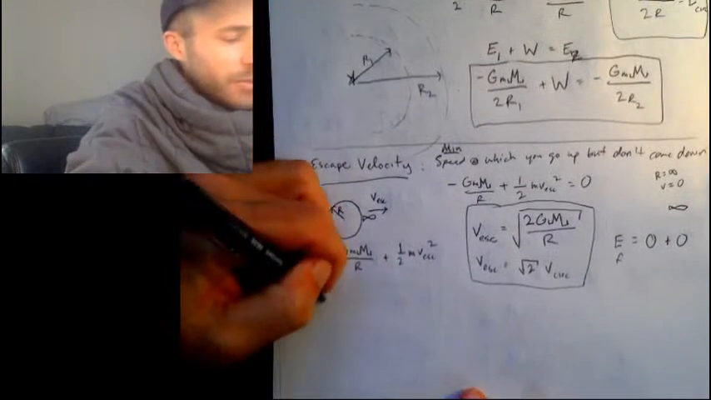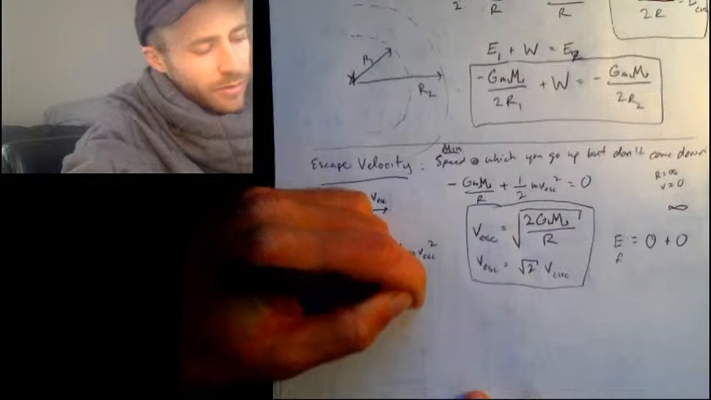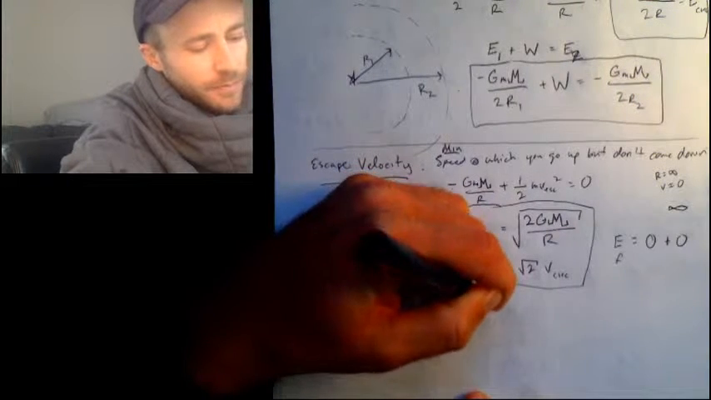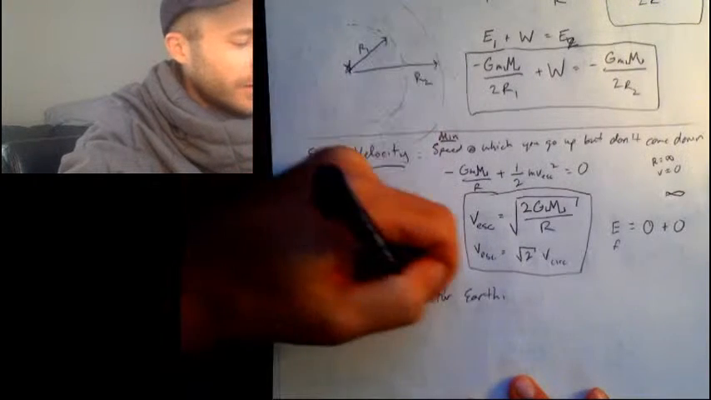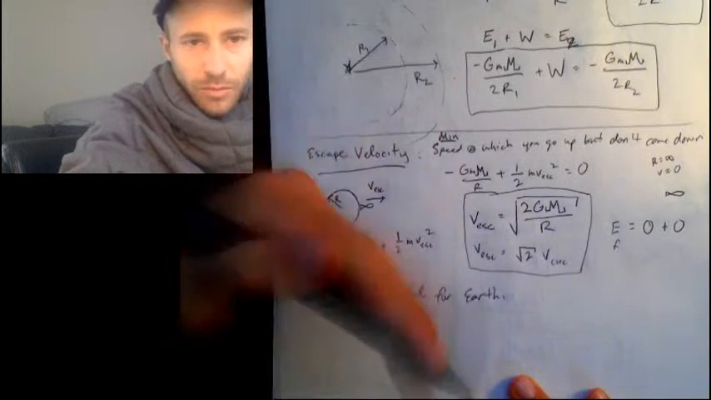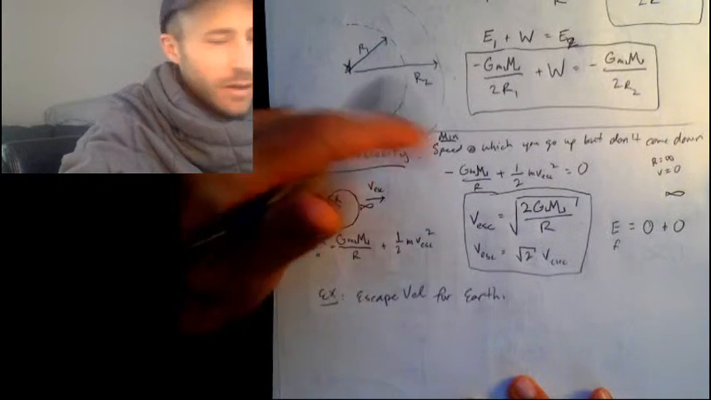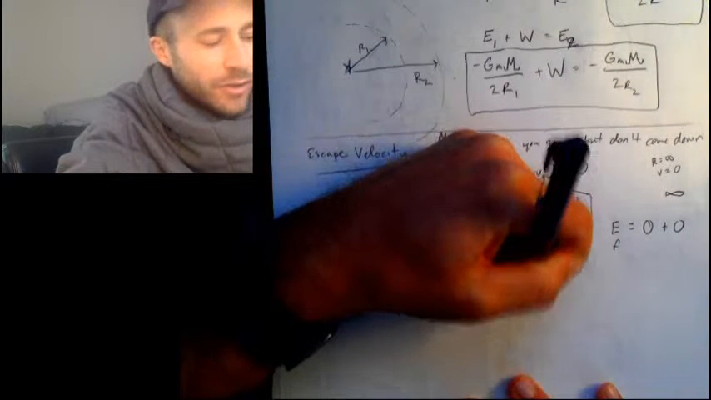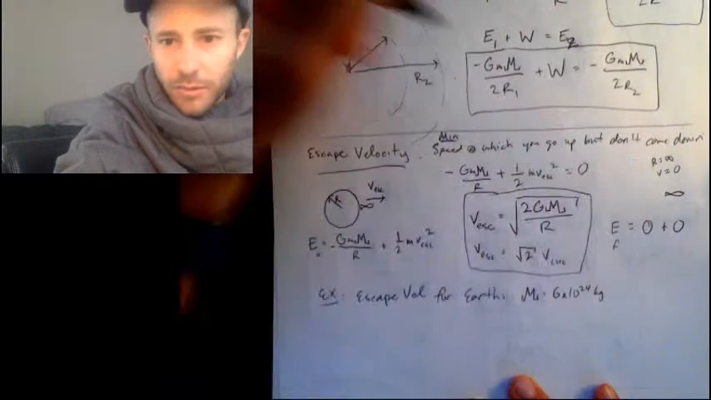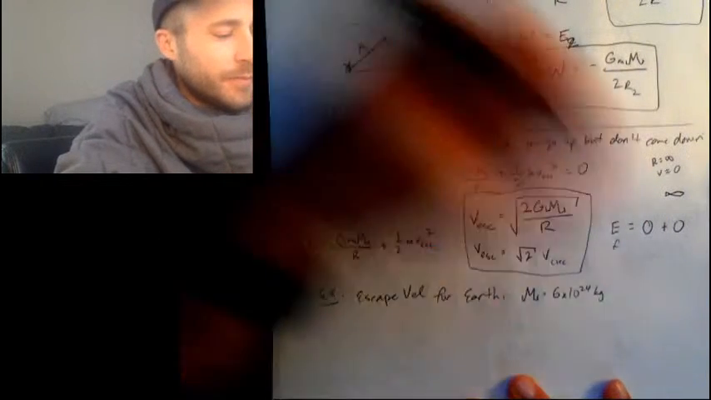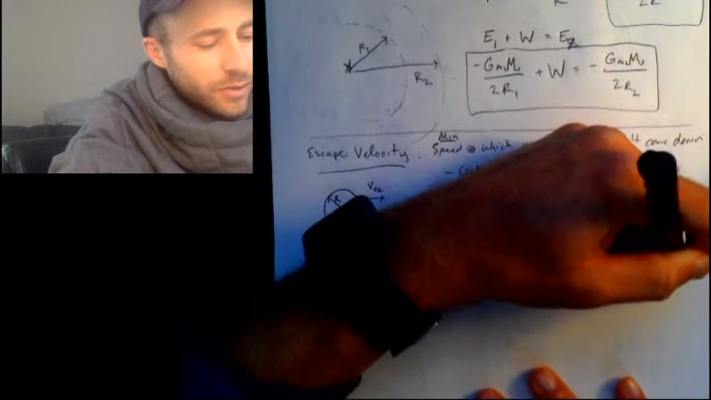Let's go ahead and do an example here. Let's calculate what is the escape velocity for Earth, from the surface of the Earth. So if you want to get a rocket into space and have it never fall back down, this is the speed you would have to get. Well, the mass of the Earth is 6 times 10 to the 24th kilograms. The radius of the Earth, from the surface, is 6 times 10 to the 6th meters.